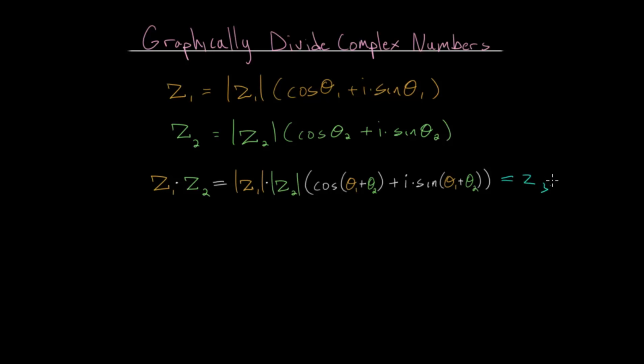we can call it Z3. And the product of the two magnitudes would be the magnitude of Z3. And this angle here, theta 1 plus theta 2, we can call theta 3, which would be the angle of Z3 relative to that positive real axis.